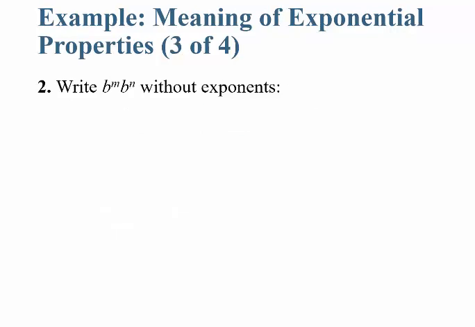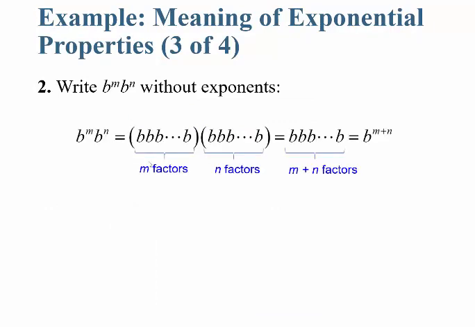All right, b to the m times b to the n without exponents. So b to the m is equal to b, m times. b to the n is b, n times. Well, that's just b to the m plus n. So when you're multiplying, you indeed do add the exponents.